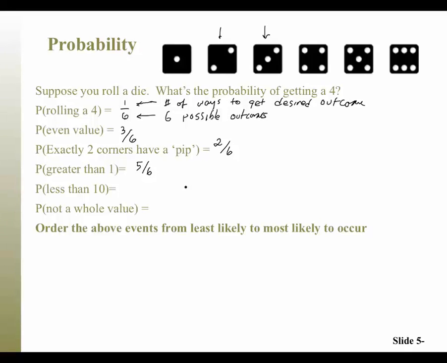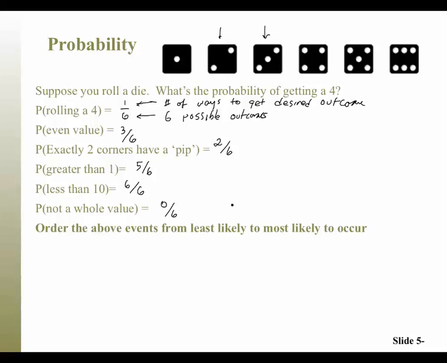Okay, less than 10. 6/6. Probability that you don't get a whole value. What is it? 0 out of 6. All of them are whole values. 1, 2, 3, 4, 5, 6.